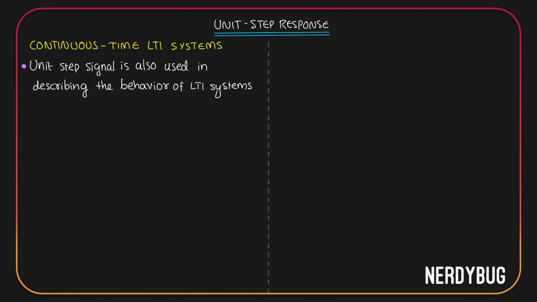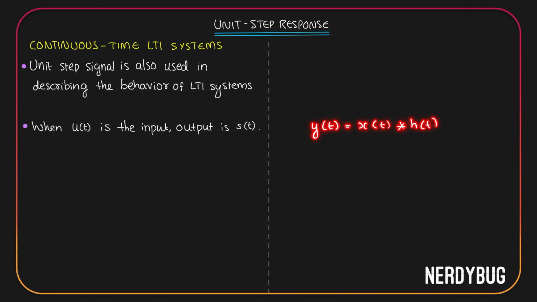Let us now take a continuous time LTI system. Here also we can use a unit step signal to describe the behavior of the system. Whatever output you get from the system when the input is u of t is the unit step response of that system, and we call it s of t. If we give an input x of t, we write the output y of t is convolution of x of t and h of t. So if you give input u of t, then the convolution will be called s of t.